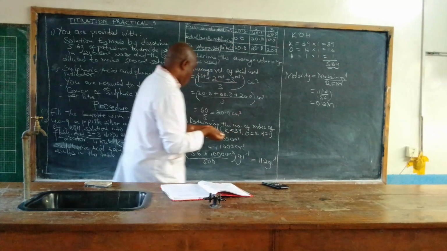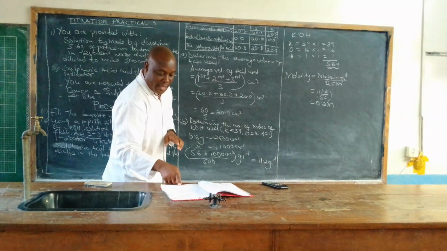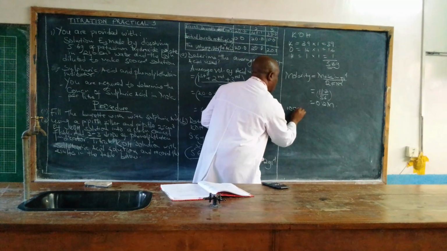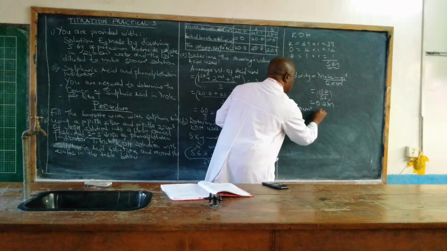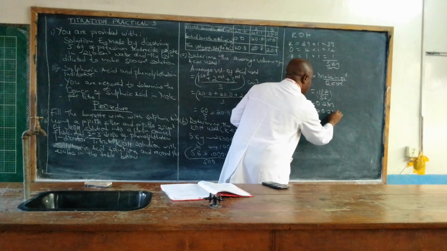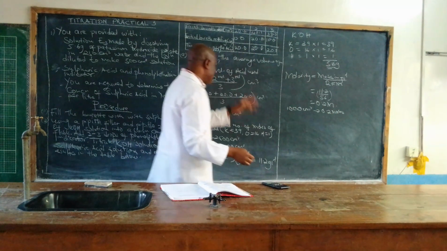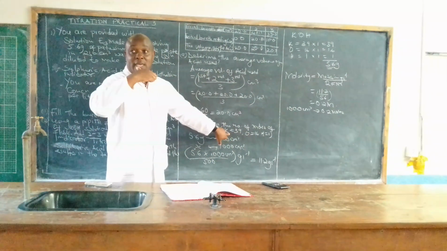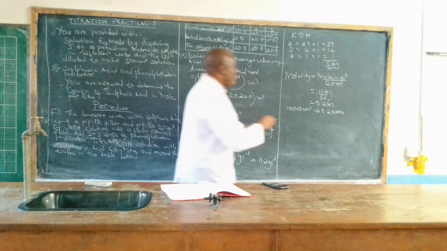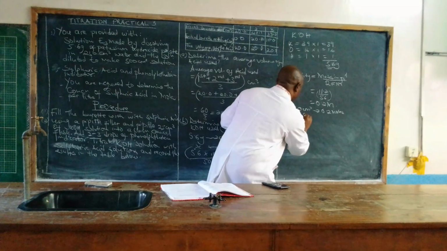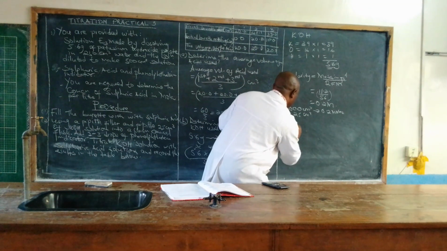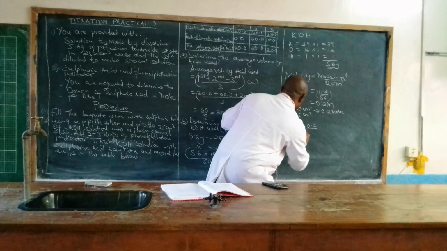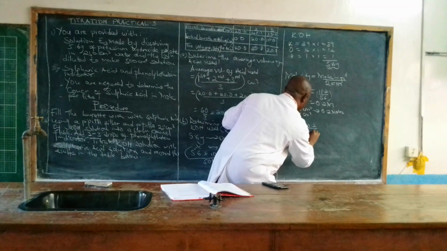So now in the long run, we are going to ask ourselves, if 1,000 cubic centimeters is giving us 0.2 moles, what about, remember, when we were pipetting, we were using 25 cubic centimeters? So we are going to ask ourselves, what about for 25 cubic centimeters? So it's going to be 25 times 0.2 divided by 1,000. Okay?